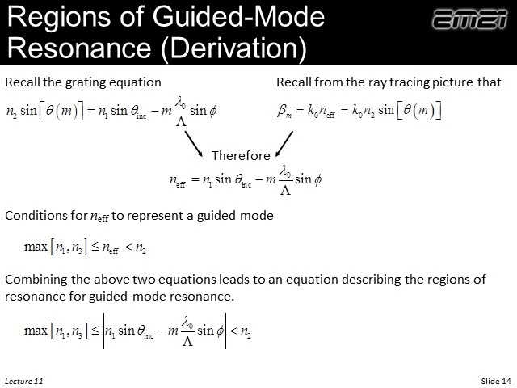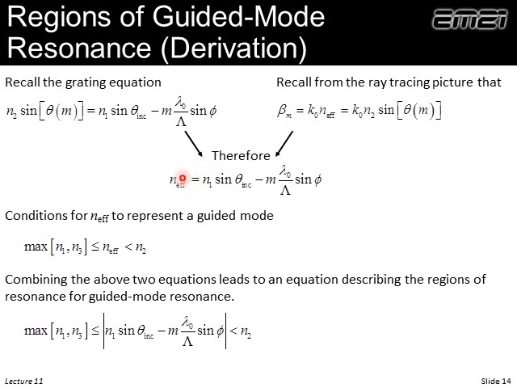So where can a guided mode resonance device be resonant? Let's pull together two equations. First, we had our standard grating equation. That tells us the directions of the guided modes. Then we have, from our ray tracing picture, how we relate the direction of the guided mode to its effective propagation constant. So we can essentially pull these equations together and modify our grating equation so that the term on the left is just the effective refractive index.